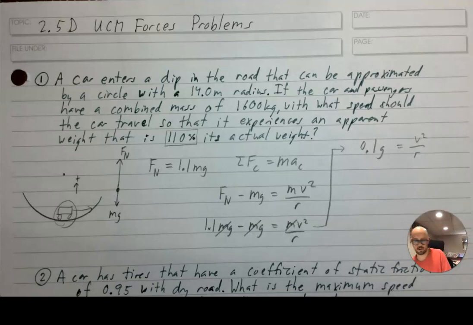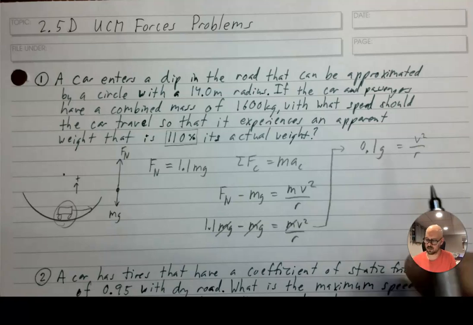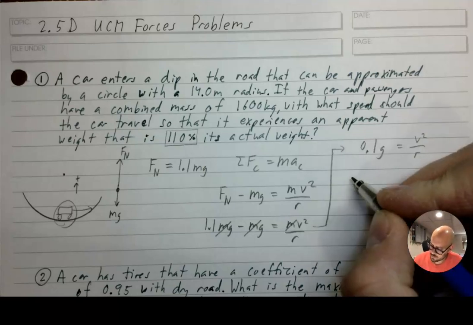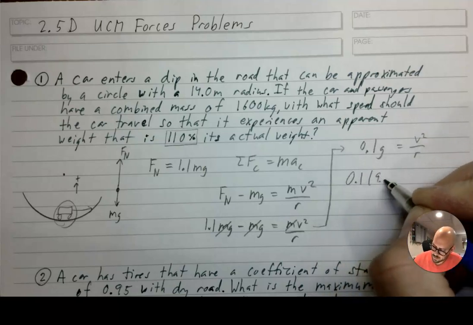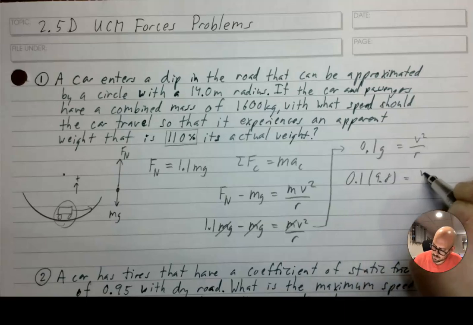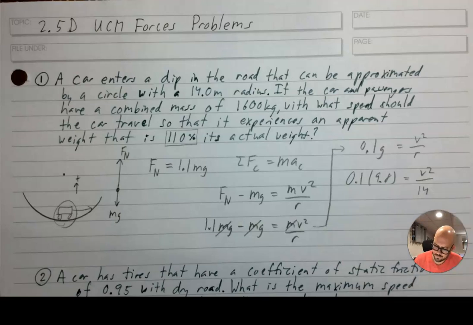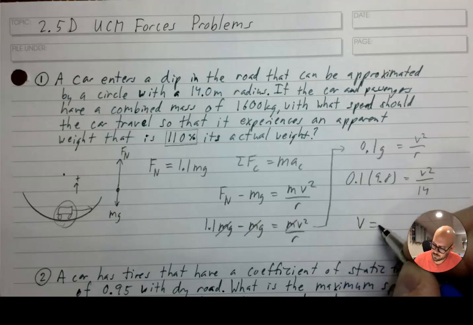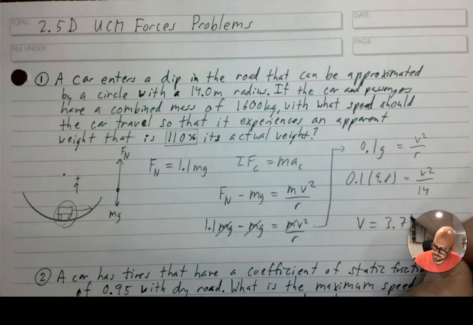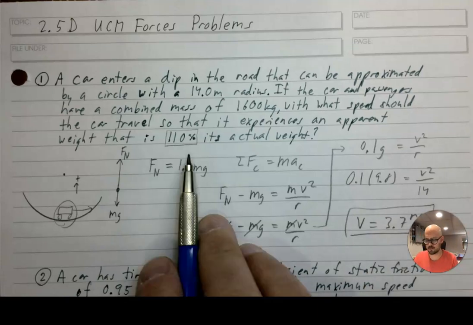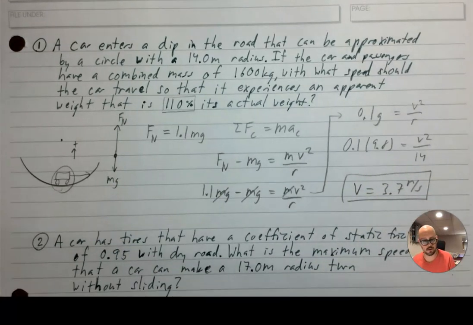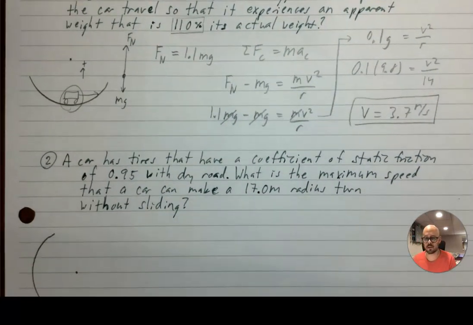So the acceleration of this car is 0.1 times little g, so 0.98. When I solve this, 0.1 times 9.8 equals v squared over the radius, which was given up here as 14. When I solve that, the speed is going to be 3.7 meters per second. If this car goes faster, its apparent weight will increase. If that car goes slower, its apparent weight will decrease.